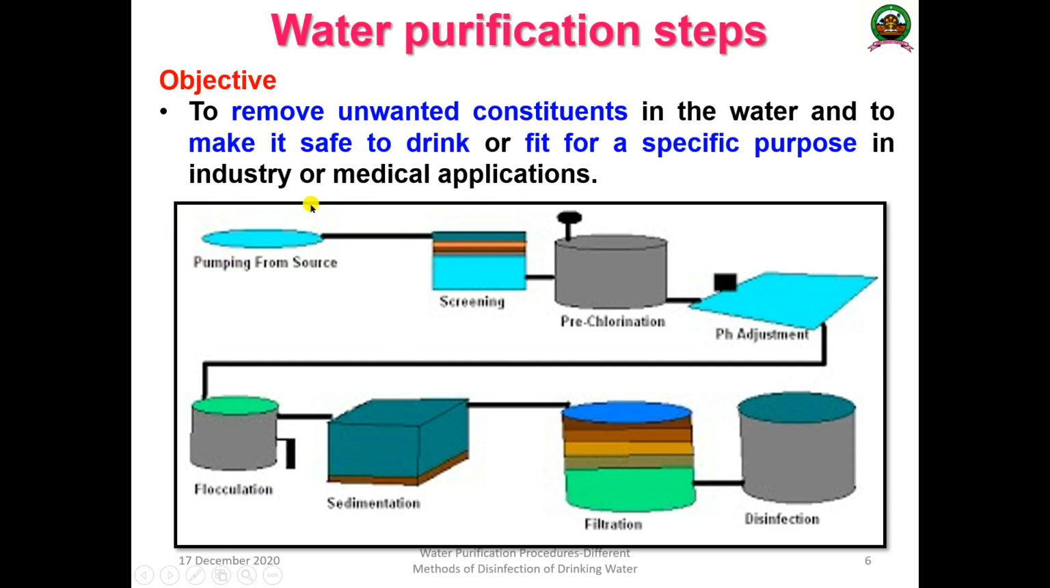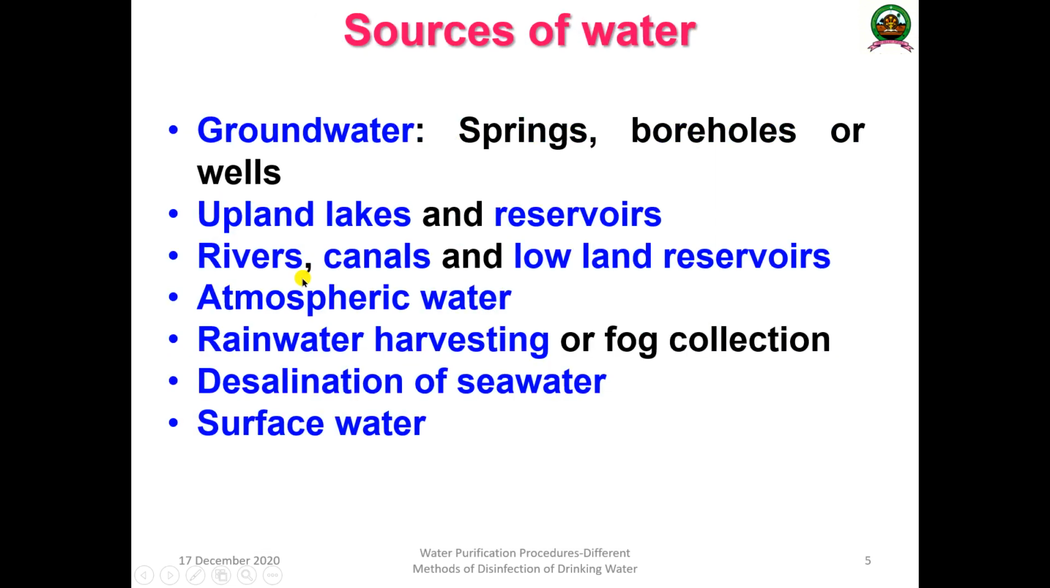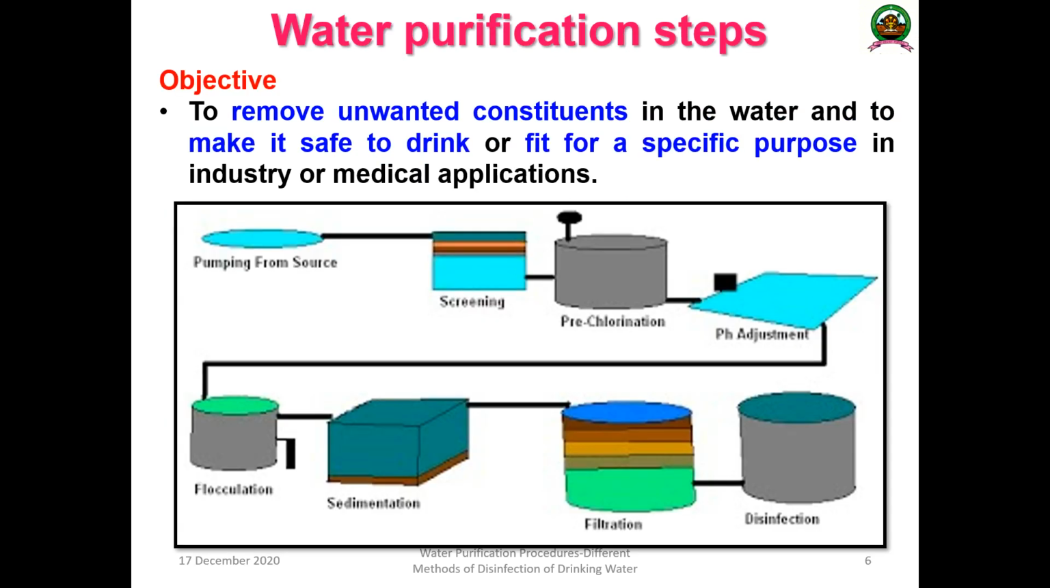So the pumping site is the source, which can be a river or stream or lake or reservoir or canal or some springs or wells, all those things we have discussed. And you need to screen the water. Then you need to pass it through a pre-chlorination tank where it will be chlorinated. Then you need to adjust the pH. Then the water is transferred to flocculation tanks, and later it reaches a sedimentation tank where removal of microorganisms will take place.